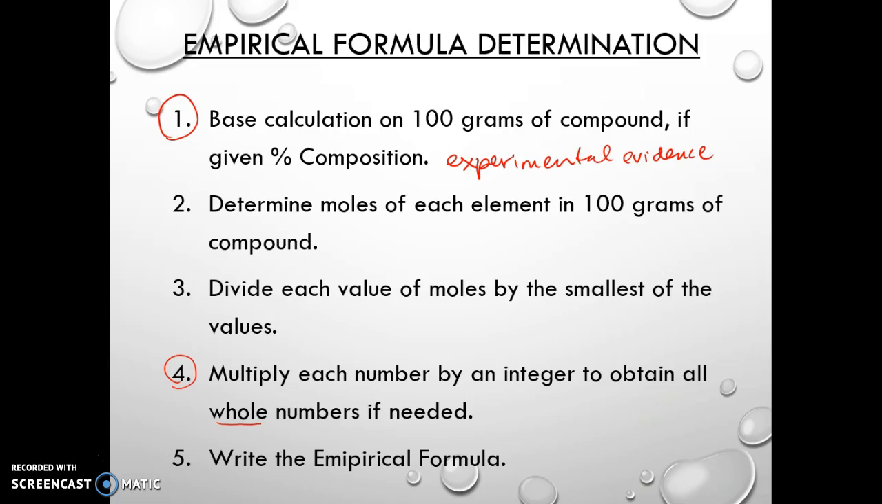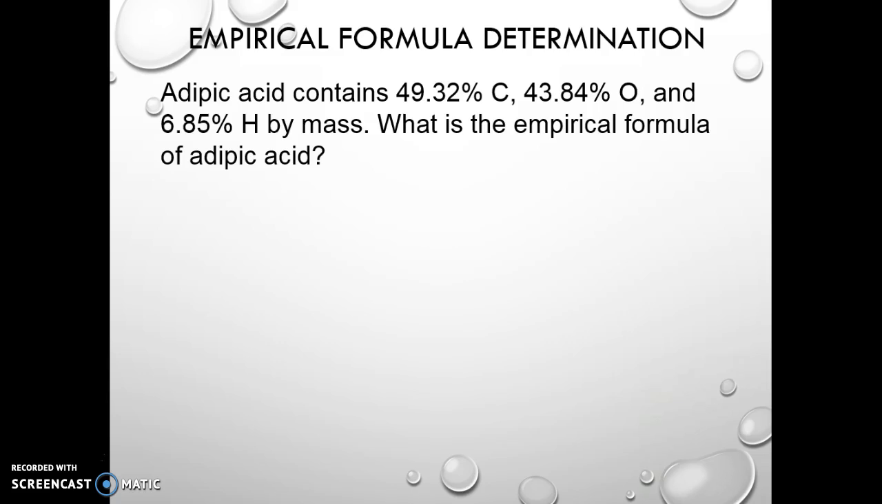But all of the other steps are absolutely necessary to calculate. So let's look and see what we can do. We're going to start out with the percent composition. Adipic acid contains 49.32% carbon, 43.84% oxygen, and 6.85% hydrogen by mass. What is the empirical formula of adipic acid? So that's where we're starting.